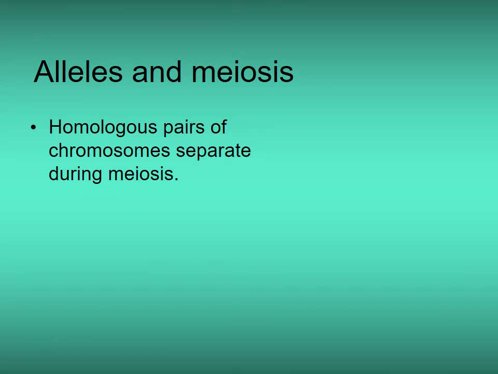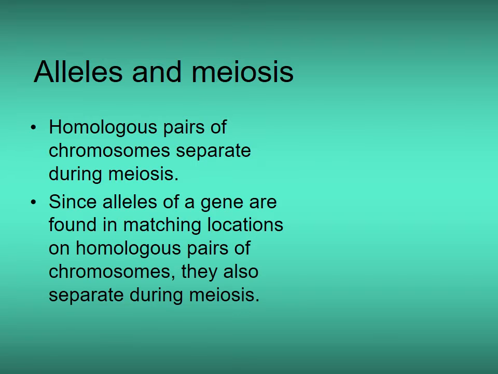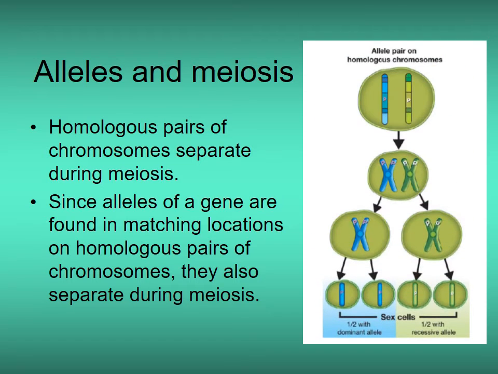Alleles and meiosis. So how this works: homologous pairs of chromosomes separate during meiosis. Since alleles of a gene are found in matching locations on homologous pairs of chromosomes, they also separate during meiosis. If you look at the picture, we have just one little homologous pair here. They copy in the S phase of interphase, and then when they enter meiosis, the homologous pairs separate during meiosis 1, that first division of meiosis, and then the copies separate during meiosis 2, that second division of meiosis. And so each sex cell has just one allele type.